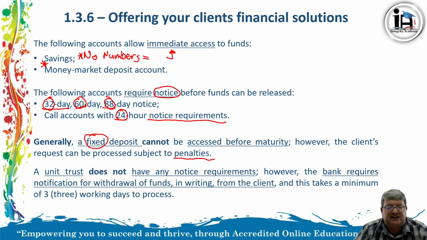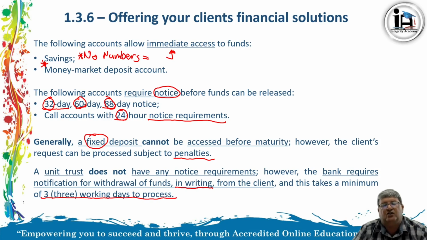A unit trust does not have any notice requirements. However, the bank requires notification for withdrawal of the funds in writing. So with a unit trust, there are no requirements to withdraw, but they want you to give it in writing, and this takes a minimum of 3 working days to process.